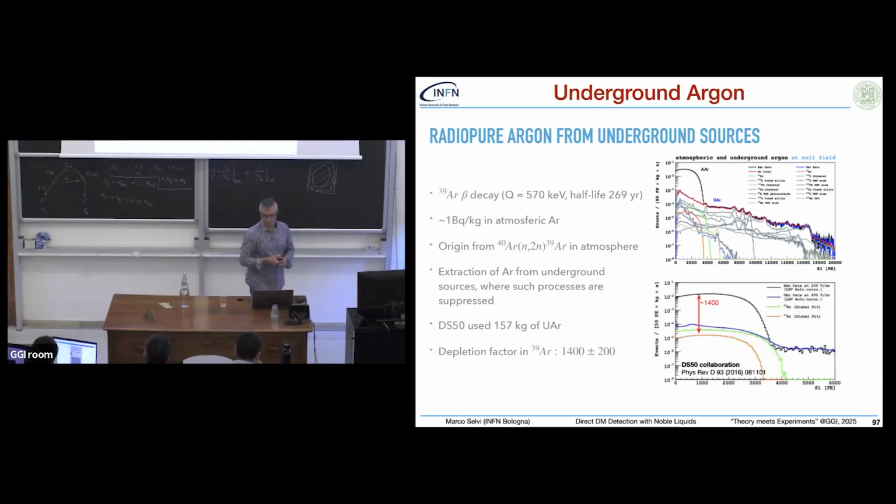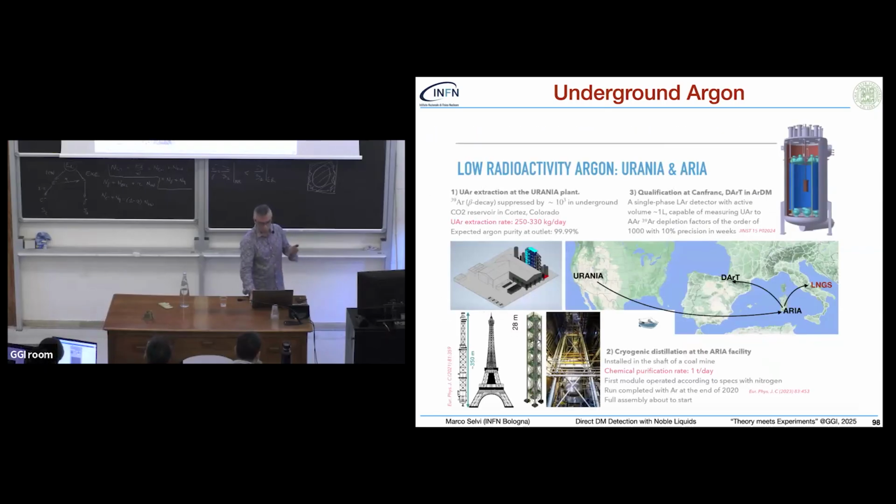So, impressive. To do this, they need to extract argon that has been found in a mine in Colorado. They will bring it to Sardinia where they will distill it in a distillation column to remove other impurities, and then it is checked in Spain and sent to Gran Sasso for the realization of the detector. So it's a complex system.